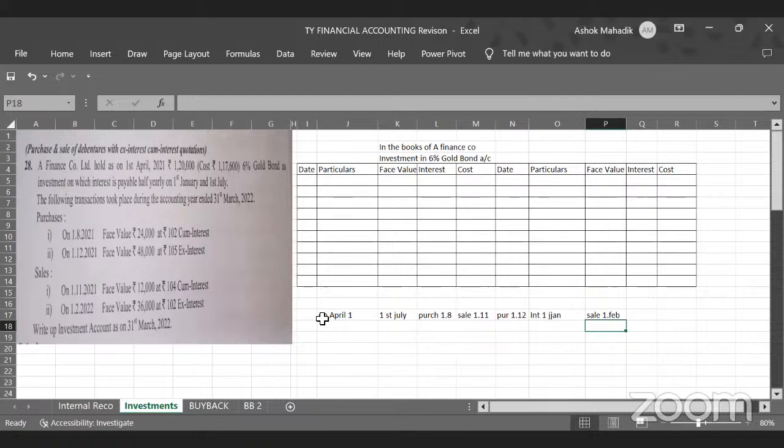This timeline is important. On computer, I can't make it properly, but with paper and pen or pencil, you can draw it below your ledger account and put it in correct order. So this way you won't miss any transaction.